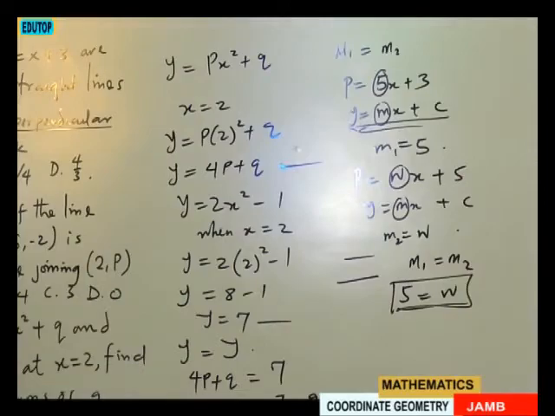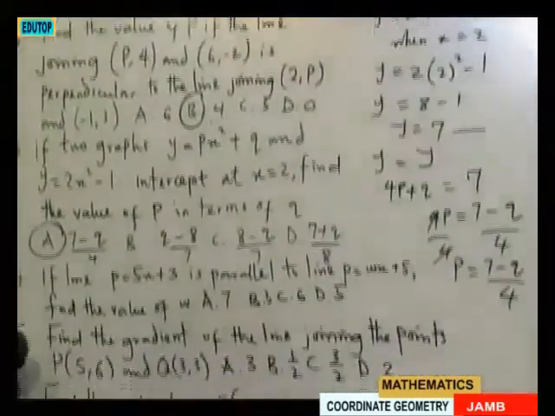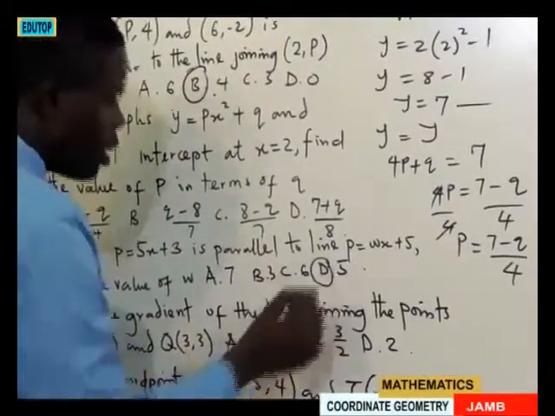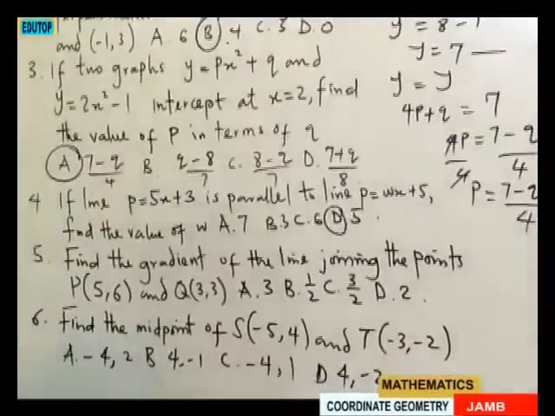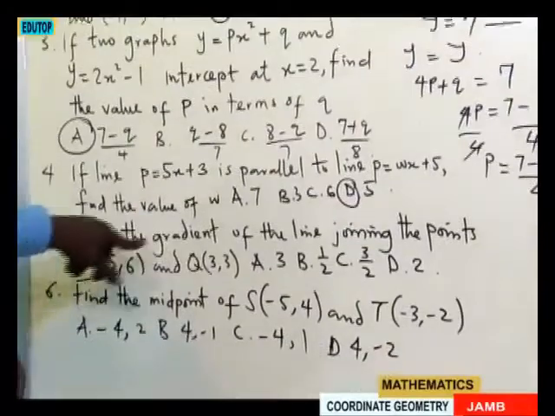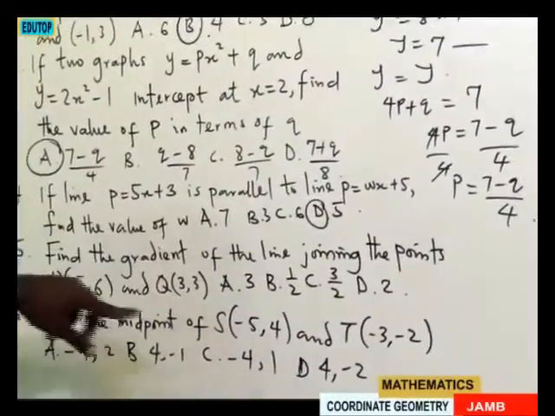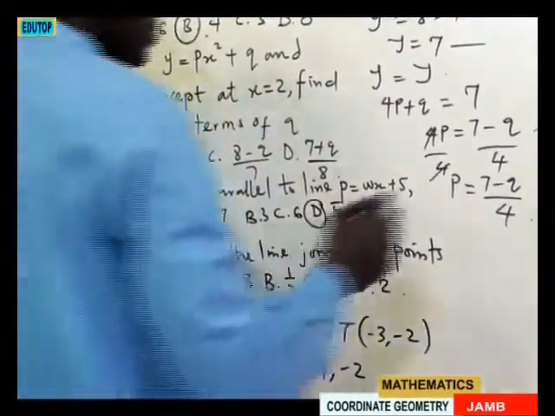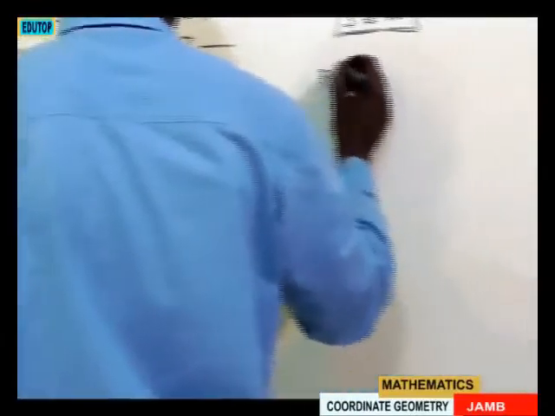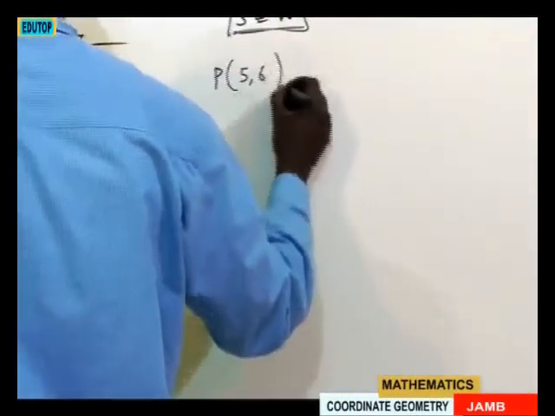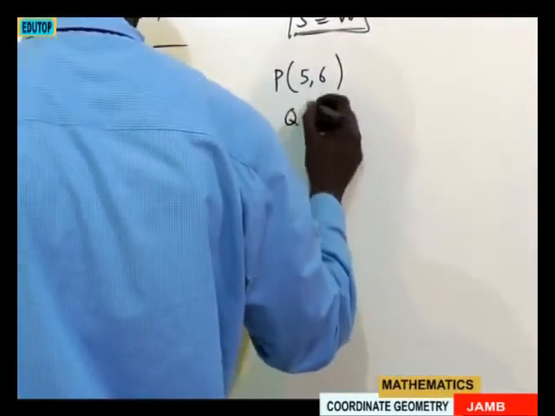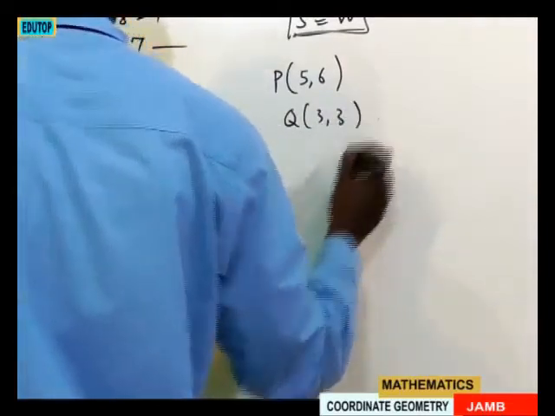as ABC. So here the one that will correlate with that will definitely be D, where my W equals 5. Then the next question: find the gradient of the line joining the points. We have P, 5,6. Then we have Q, 3,3. And the question asks us to find the gradient.